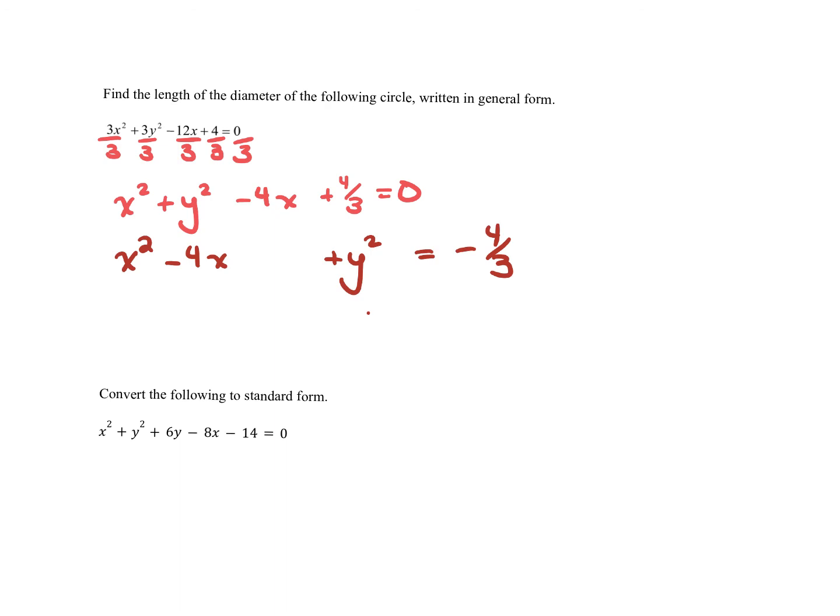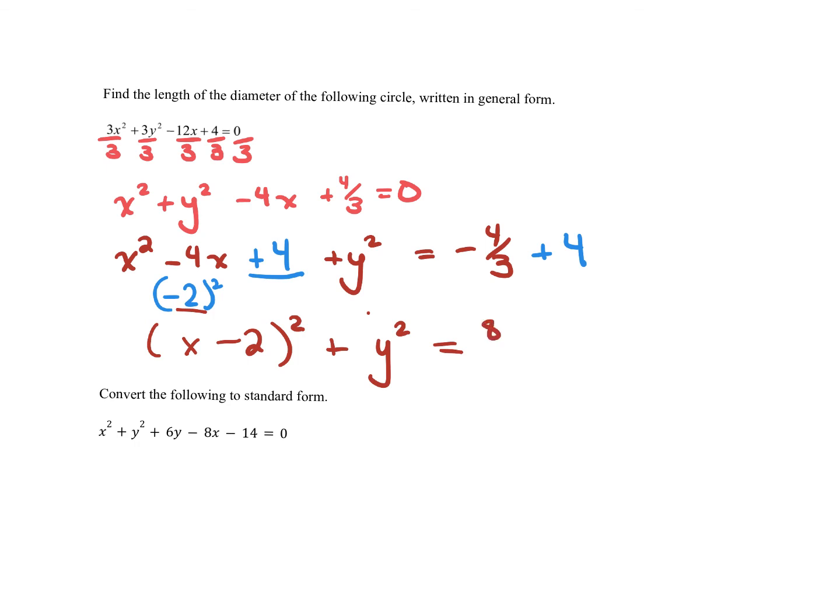So to complete the square on the x, I'm going to take half of negative 4, which is negative 2, and square it, which is going to give me 4. Now the y's, I don't have to do anything for. There's no completing the square. It's just y squared. So when I factor this, it's two numbers that multiply to 4, add to negative 4. It's x minus 2 squared plus just y squared, regular old y squared. And then I get negative 4/3 plus 4, which is 8/3.